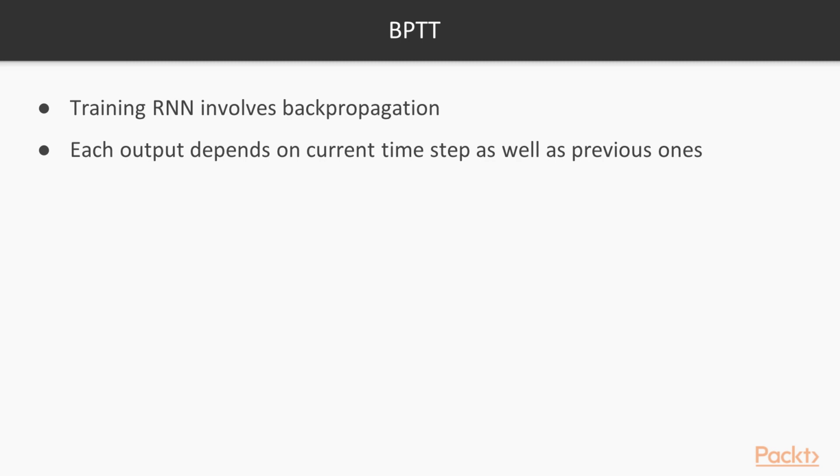Next, we will look at backpropagation through time. Just like traditional neural networks, training the RNN also involves backpropagation. The difference in this case is that since the parameters are shared by all time steps, the gradient at each output depends not only on the current time step, but also on the previous ones. In this video, we learned about simple RNN cells and RNN topologies.